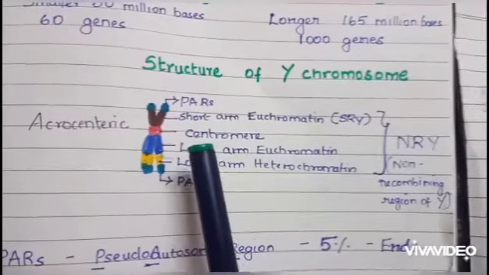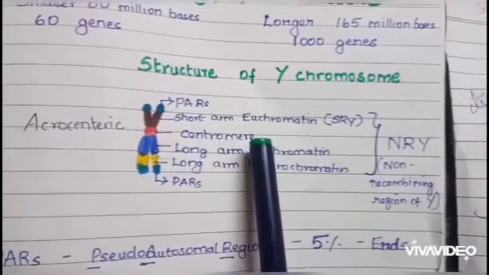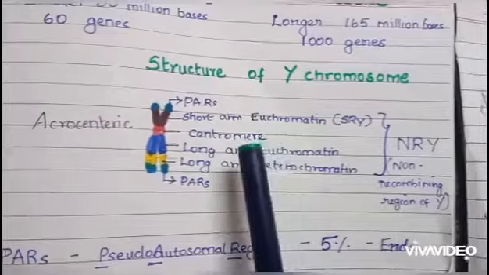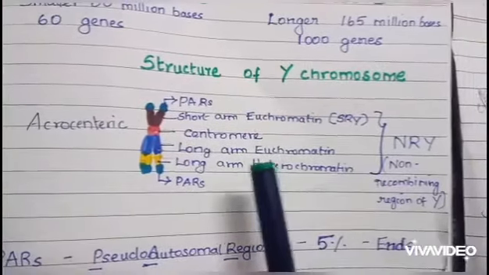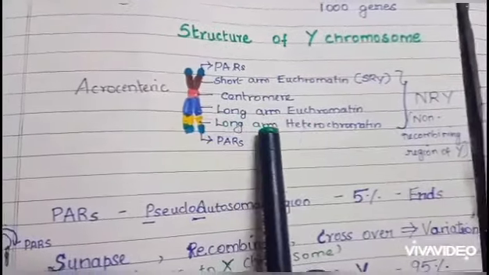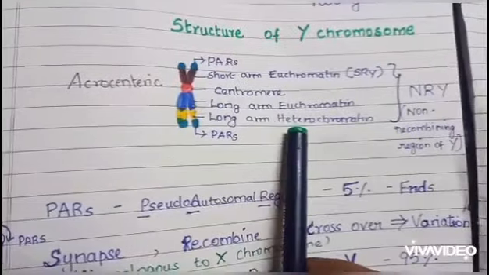Then again in the long arm you have euchromatin, which codes for male reproductive structures and hormones. And in the long arm there is a non-coding heterochromatin region.